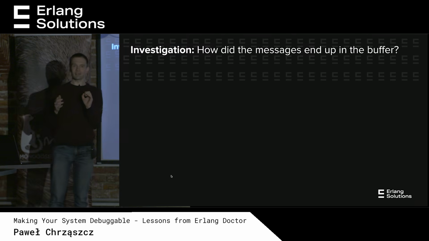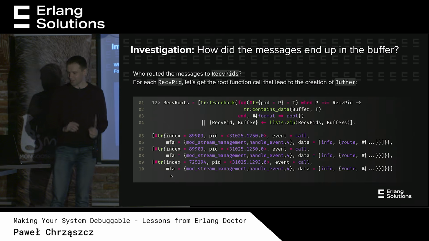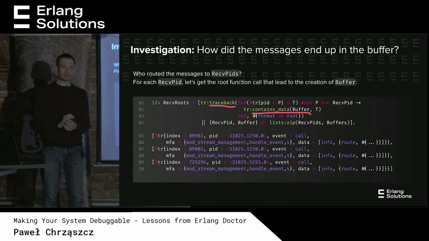Next, how did the message even end up in this buffer, right? So a question would be: who routed them to those processes? Okay, yet another call. I'm interested in traceback contains data. Sometimes I call it a last resort, but not always. It's like, let's look recursively in all the traces, anywhere inside maps, tuples, lists, wherever, and find that very buffer that I'm interested in. It will be the first function call that created that buffer, or that added the last message to that buffer.